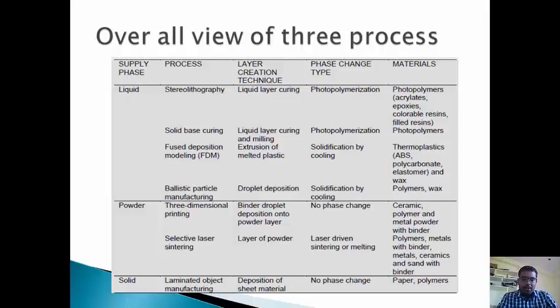The third process is solid base, with examples such as laminated object manufacturing and deposition of sheet metals. There is no phase change in this process. The materials for this process are papers and polymers.